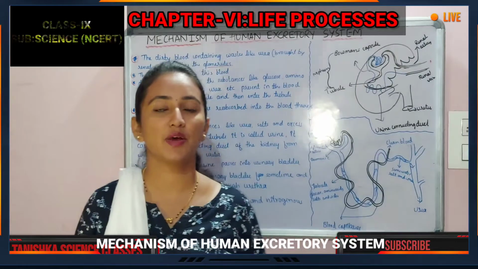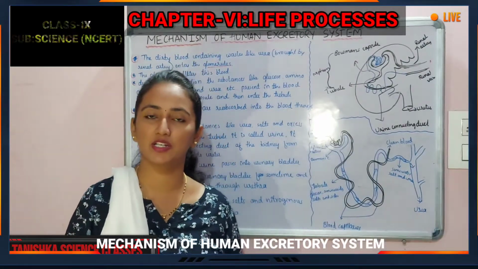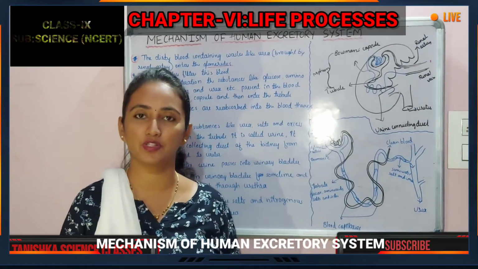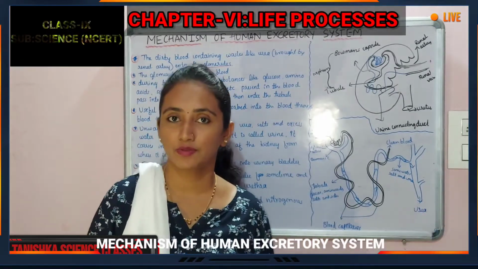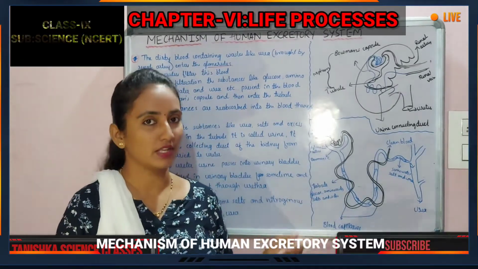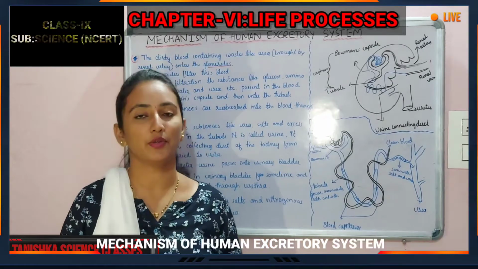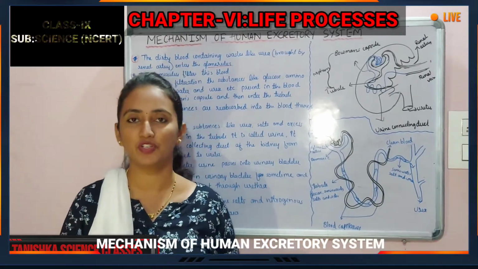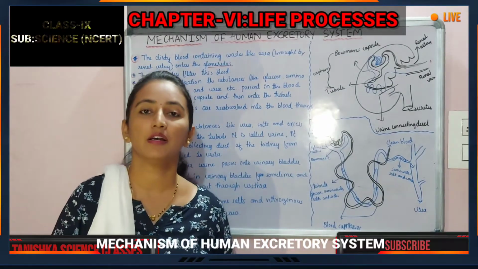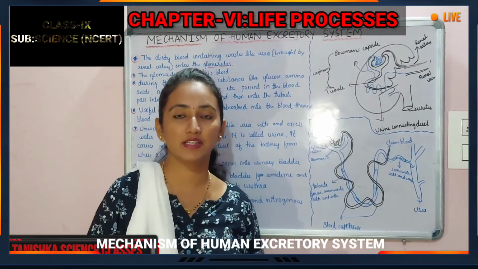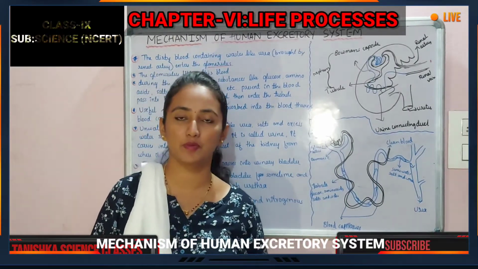In our previous class we have studied the various parts of the excretory system which take part in the process of excretion. Which are those? Those are the pair of kidneys, pair of ureters, urethra and the urinary bladder. Let's see the function of those parts. You know that in the excretory system, the pair of kidneys takes the most important part in the process of excretion.